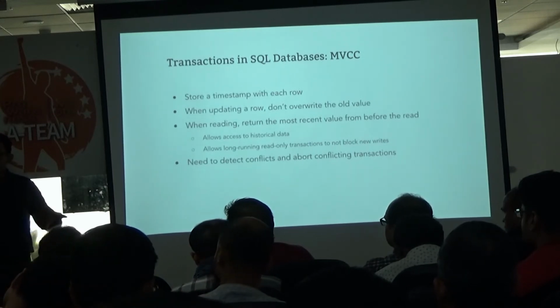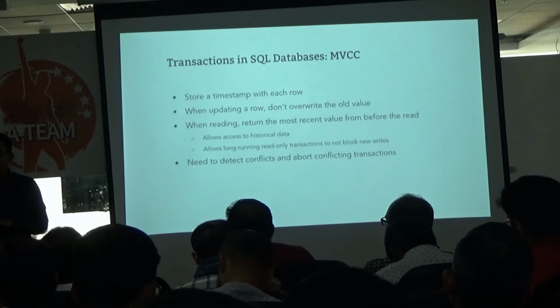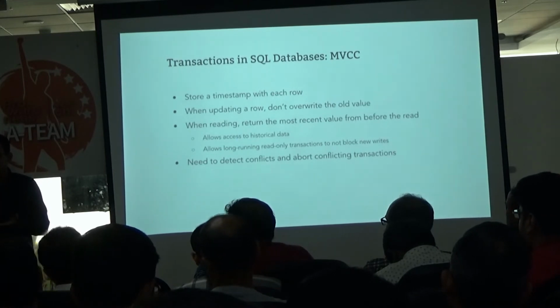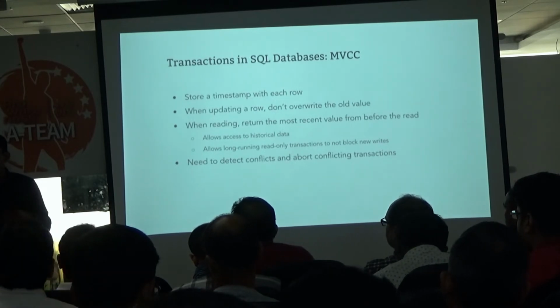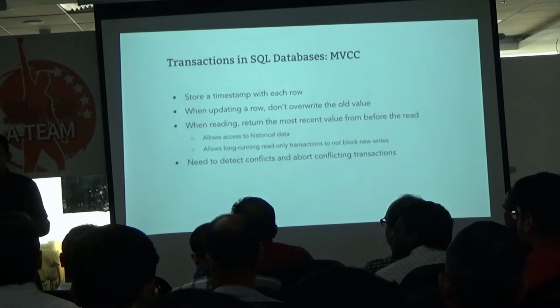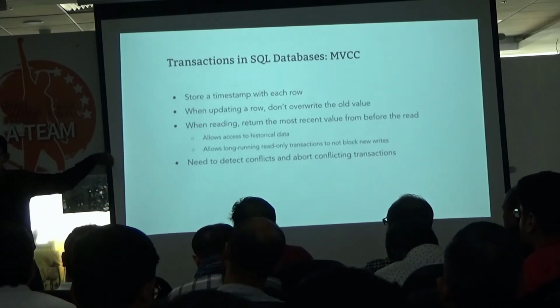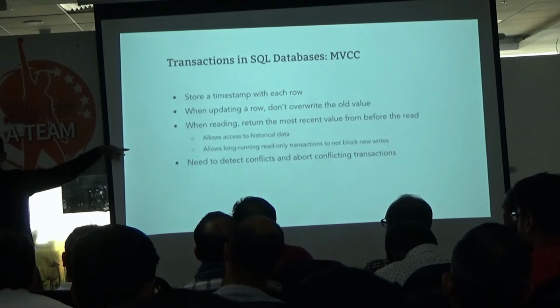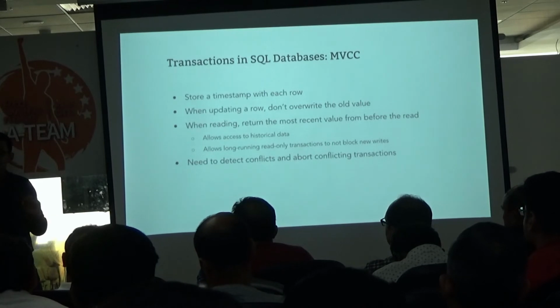If you are reading, you will see the values before the time you started your transaction. So you will never see anything that anyone writes in the time duration after you started the transaction; those values will not be visible. So this is an algorithm to implement, say, snapshot isolation. Two-phase locking is the default implementation if you have to implement serializability.